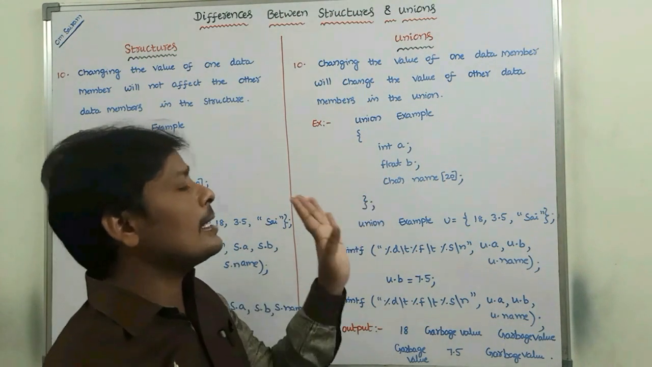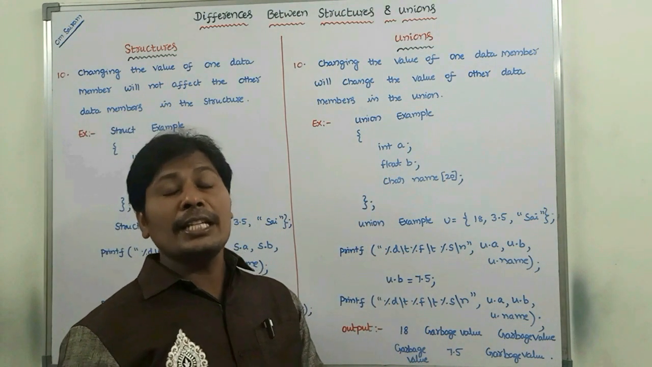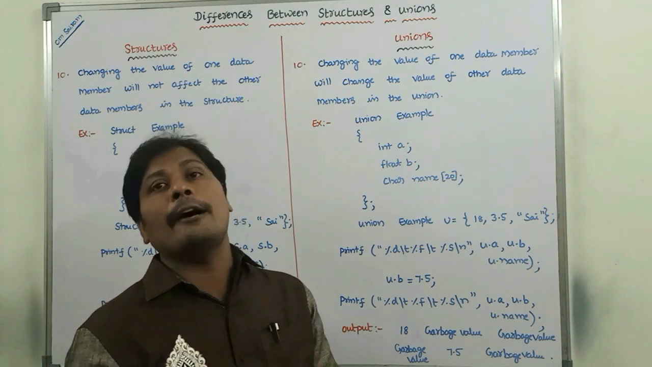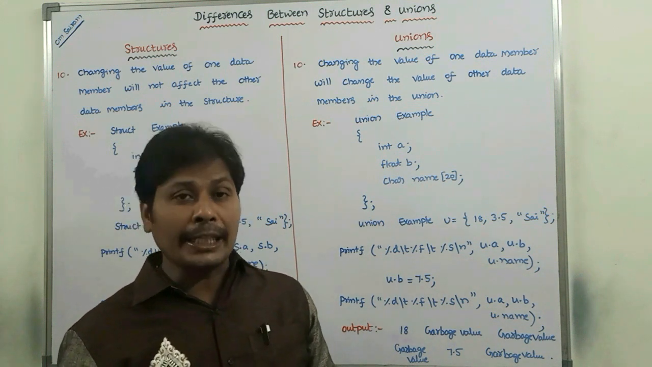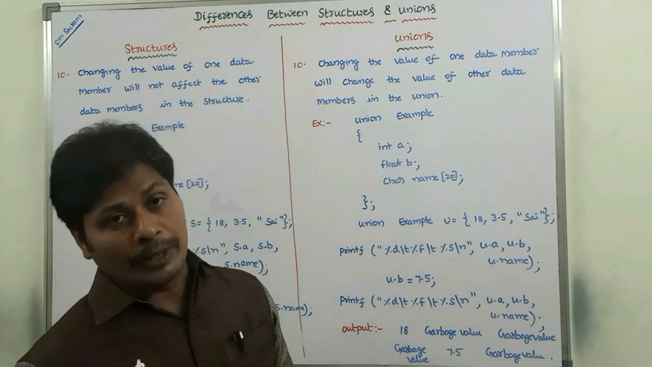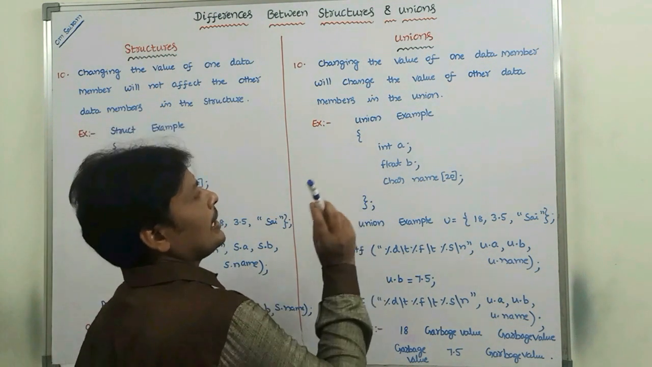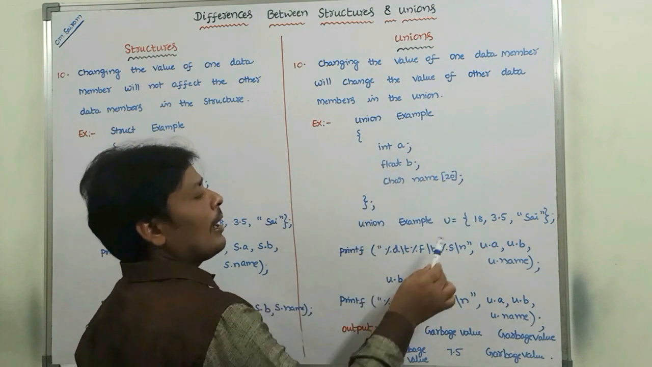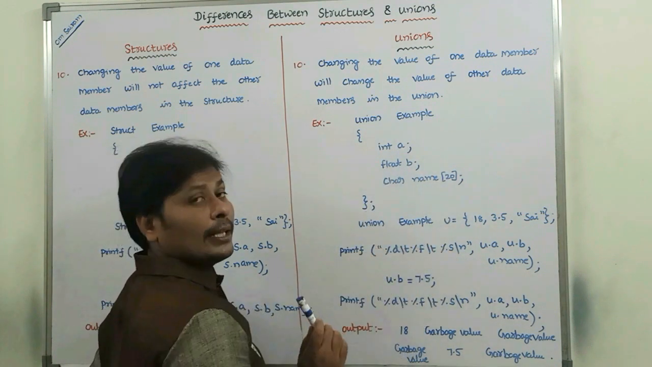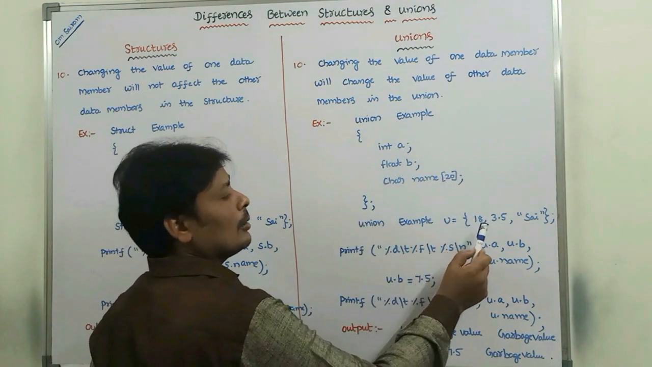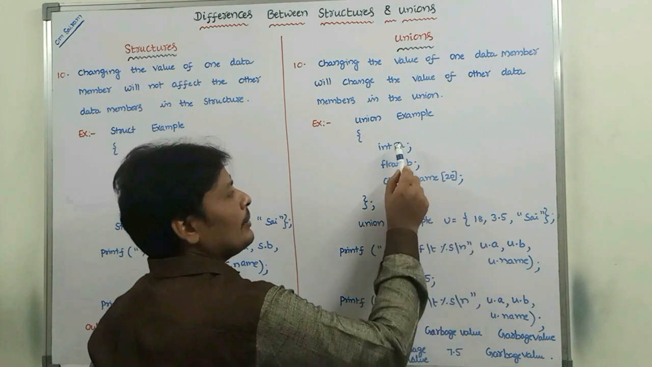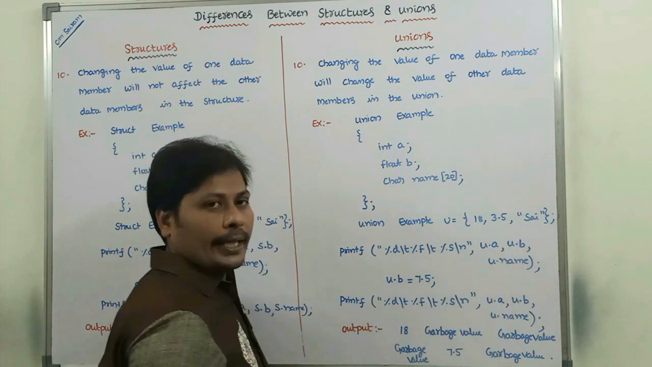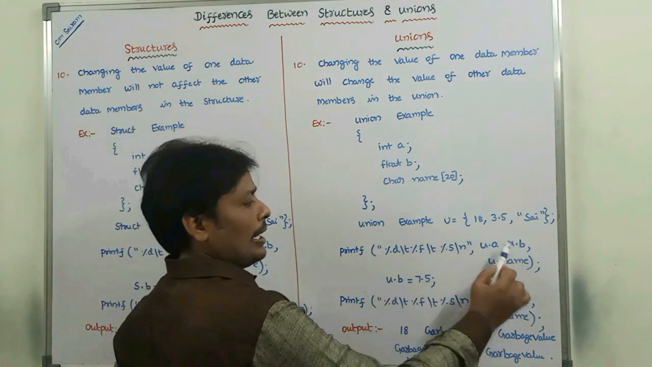Whereas in the case of union, changing the value of one data member will affect the values of the remaining data members in the union. Consider this example. Union example, these are the data members. I am creating the variable for union u is equal to 18, 3.5, psi. We are printing those values.